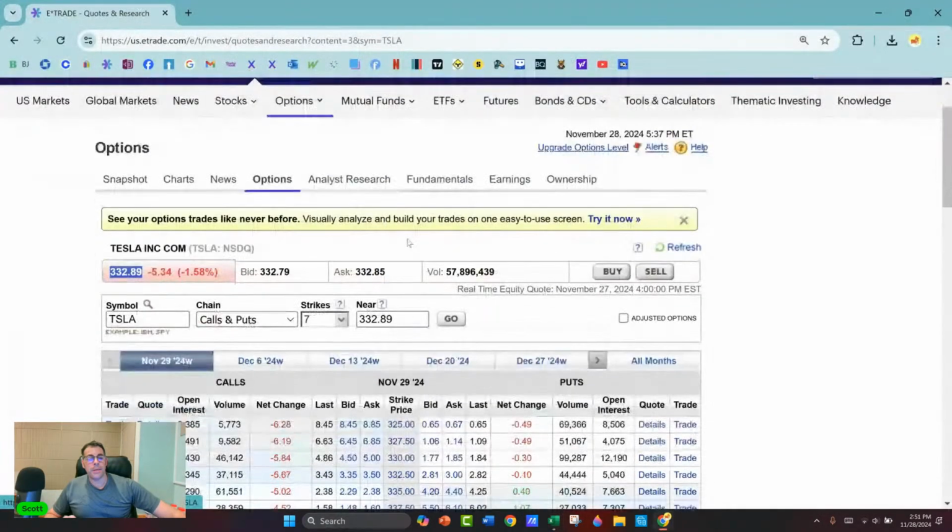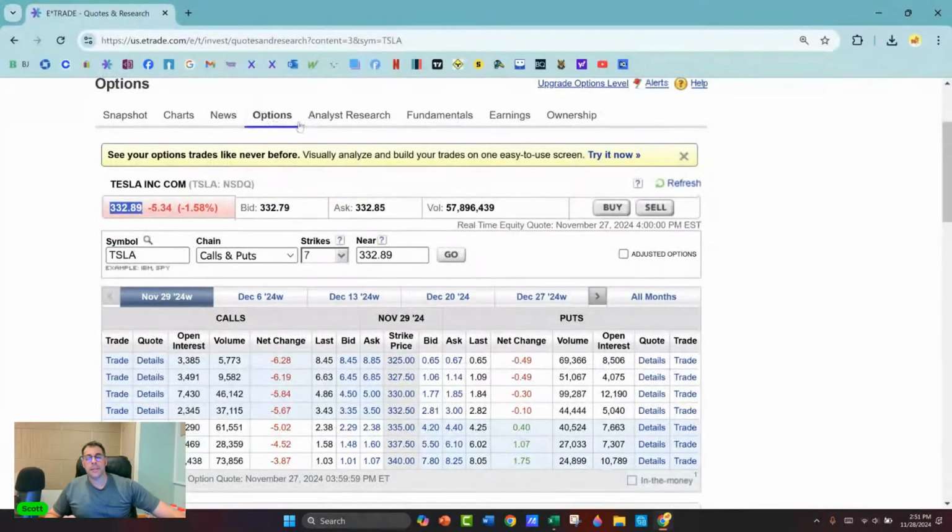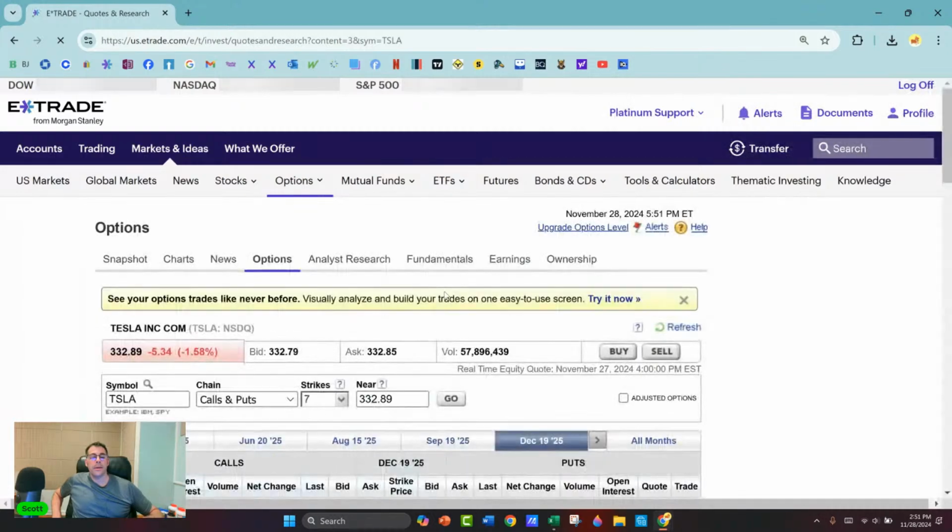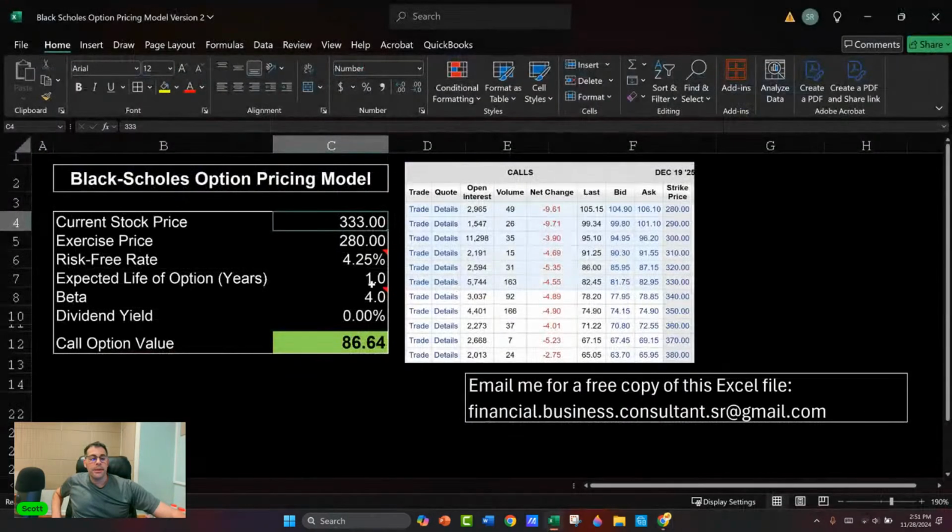If you go to the options, you have to pick the date first. So this is November 29th, which expires tomorrow. You can go out however far you want. I just went out to December 2025, so it's like one full year. But you can really do whatever you want.